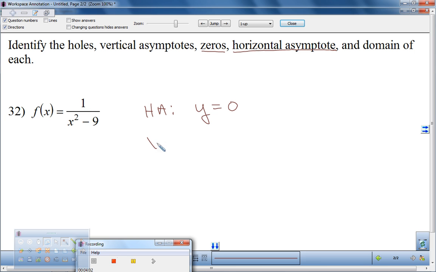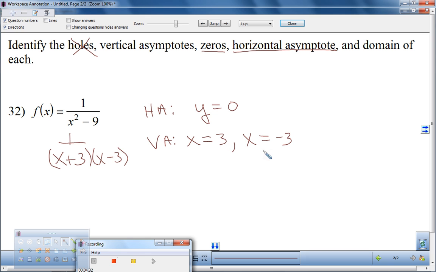Now let's look at our vertical asymptote. To find the vertical asymptote, we're going to factor the bottom, and it'll break apart. This is a difference of squares, so we'll have x minus 3 and x plus 3. There's nothing going to cancel out, so we don't have any holes. Our vertical asymptotes are whatever makes the bottom 0 that didn't cancel out. So our vertical asymptotes are x equals 3 and x equals negative 3. These are the two lines that it won't cross.